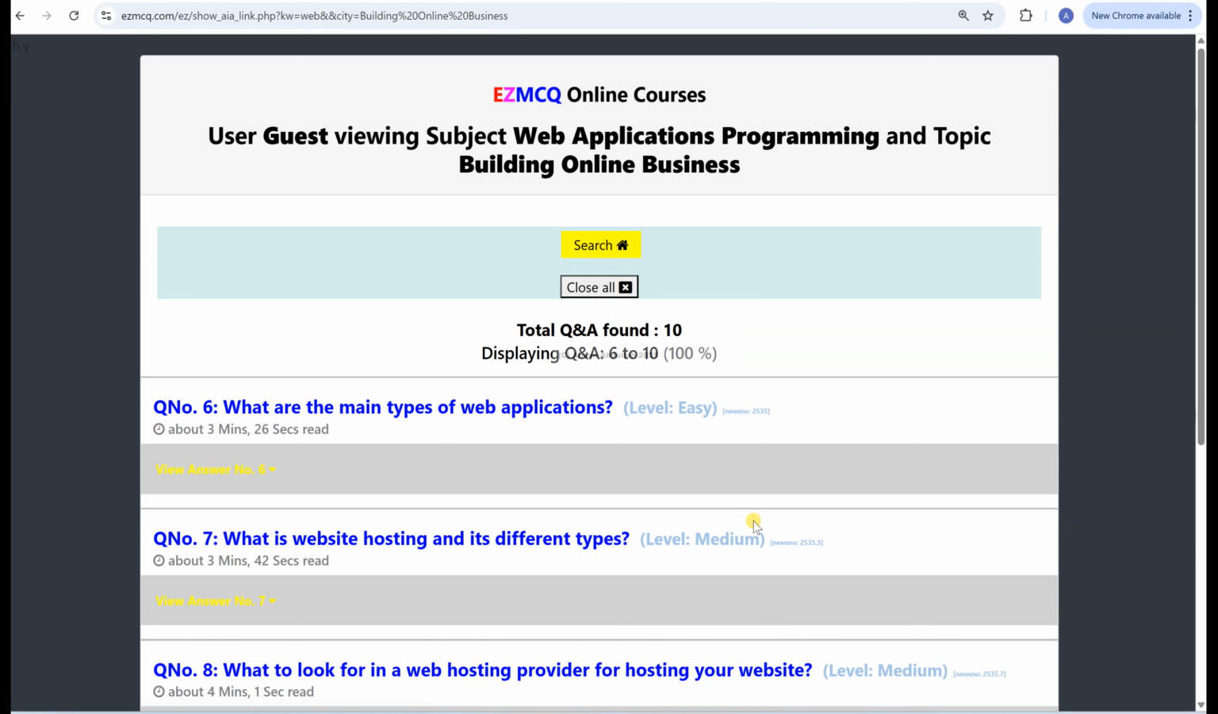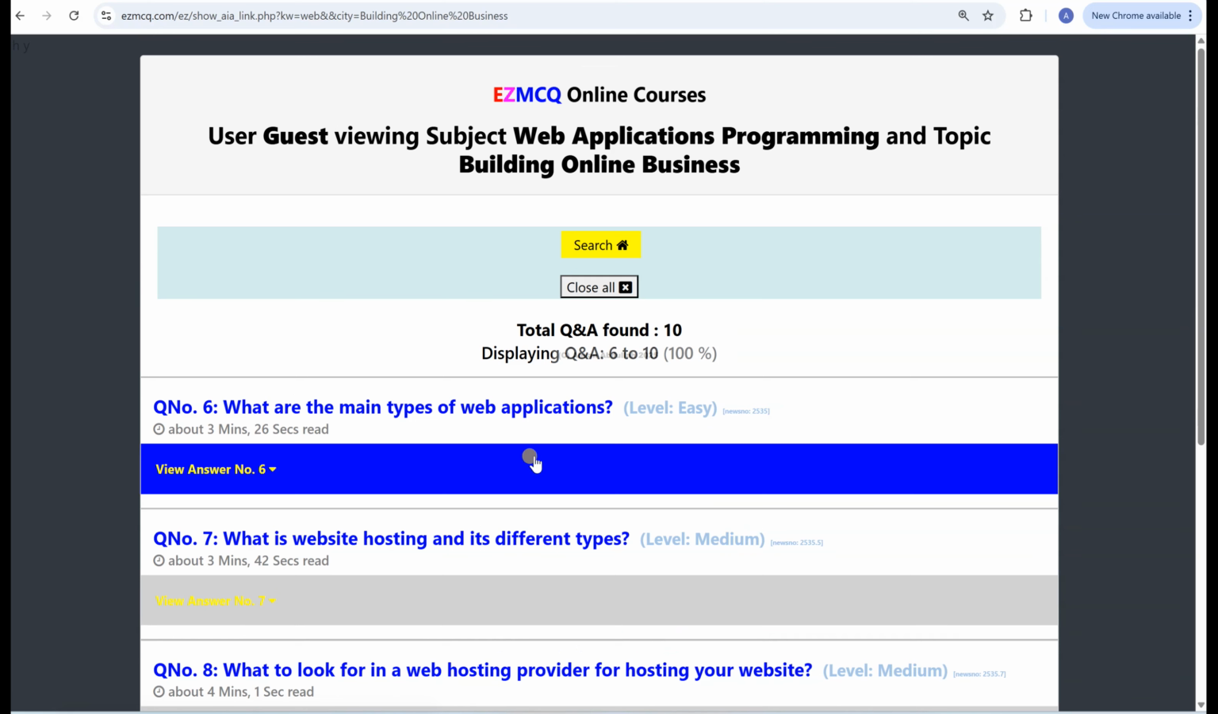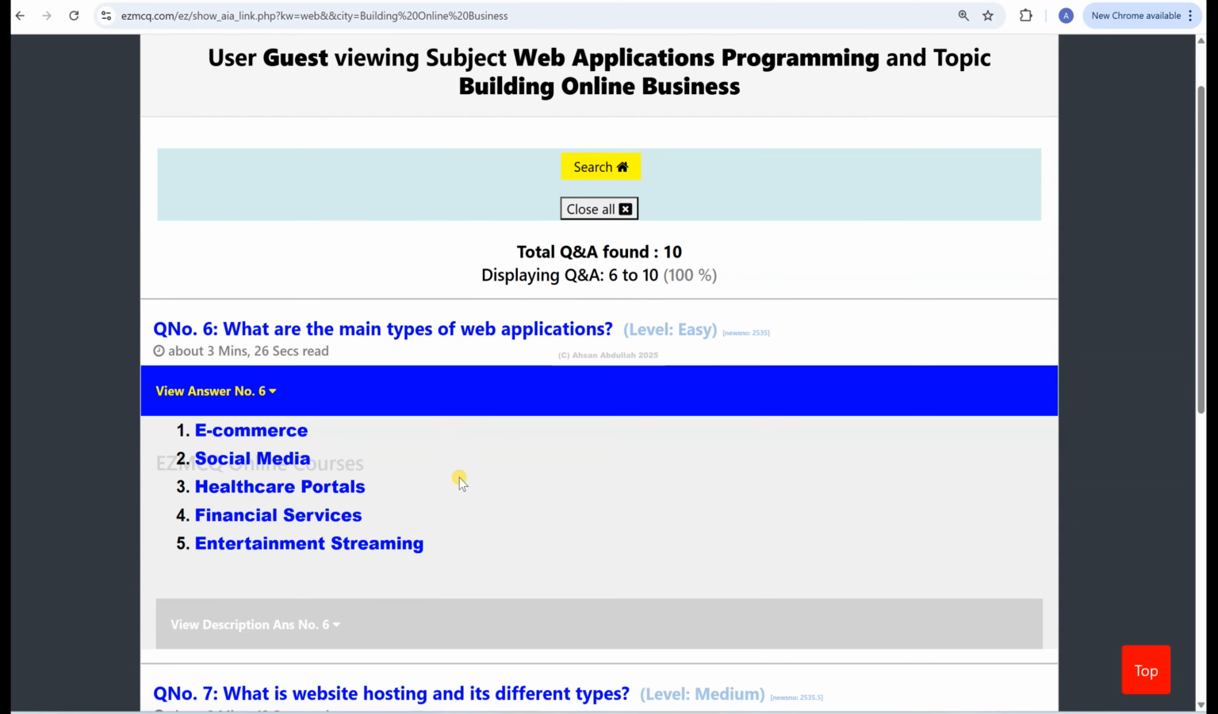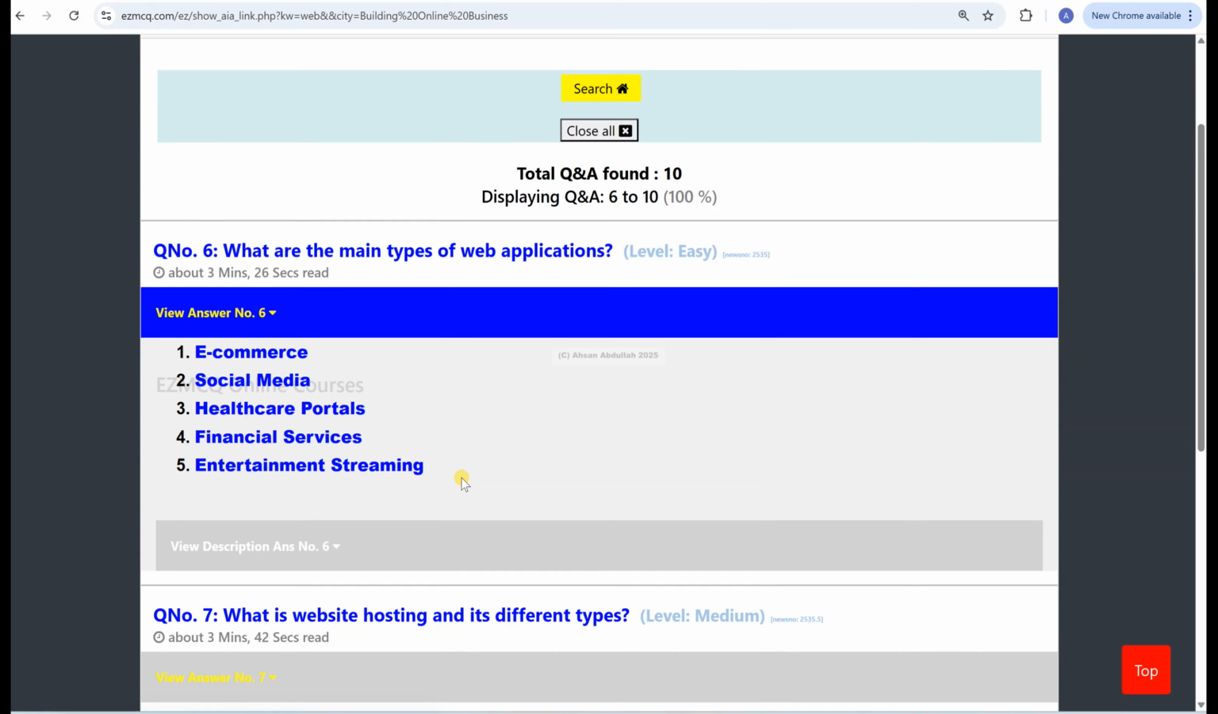Okay, so what are the main types of web applications? The main types are based upon the domain. These are the main types. There can be more also. Basically, I have divided them into the kinds of application domain in which you should be or could be doing some development work.